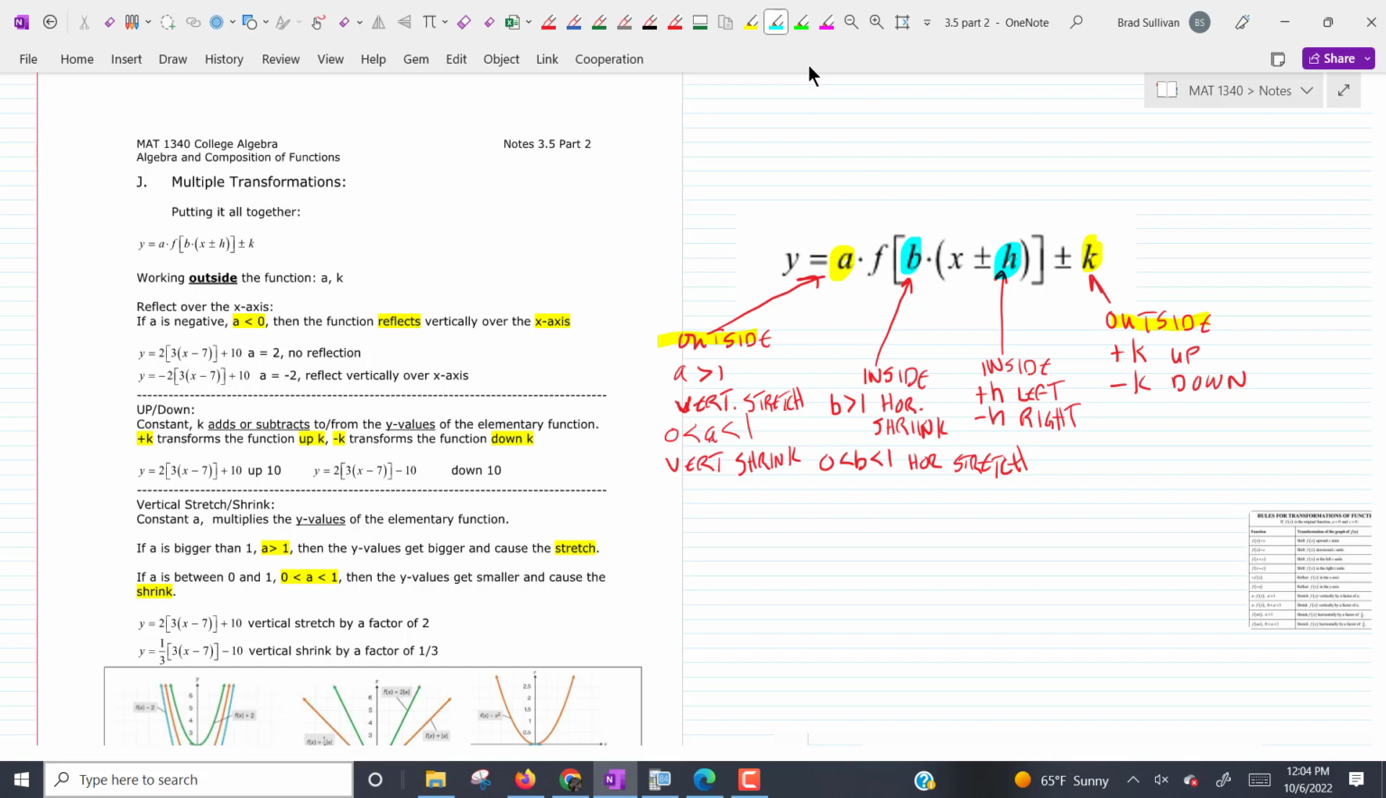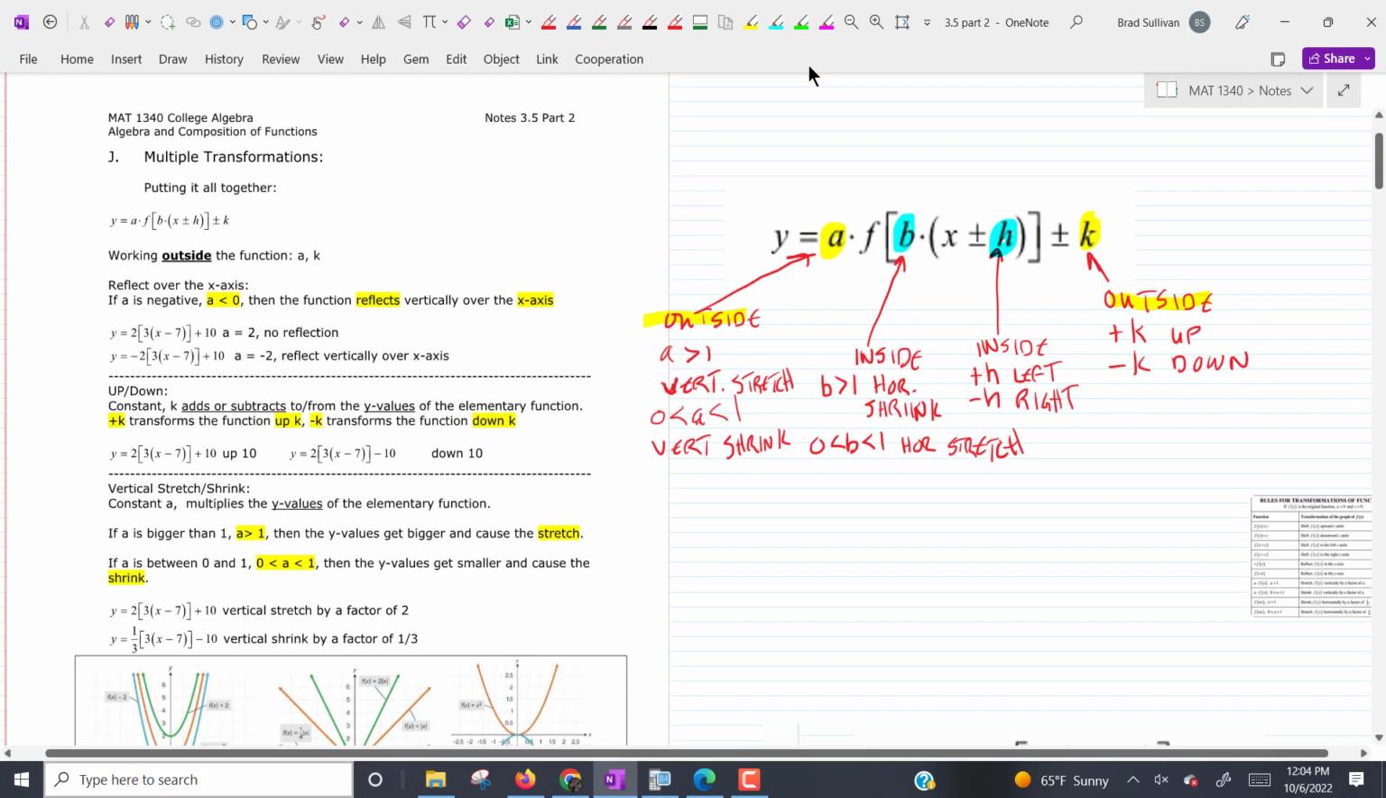Plus h, that's that way, left. Minus h is that way, it's right. And these things are backwards also. If b is bigger than 1, you horizontally shrink. So I want you to notice how this stretch and shrink works. If you're outside, a greater than 1 stretches. If you're inside, it shrinks. Those things are always opposites of each other. So that diagram kind of summarizes everything except reflections, and then we'll talk about how those go also.